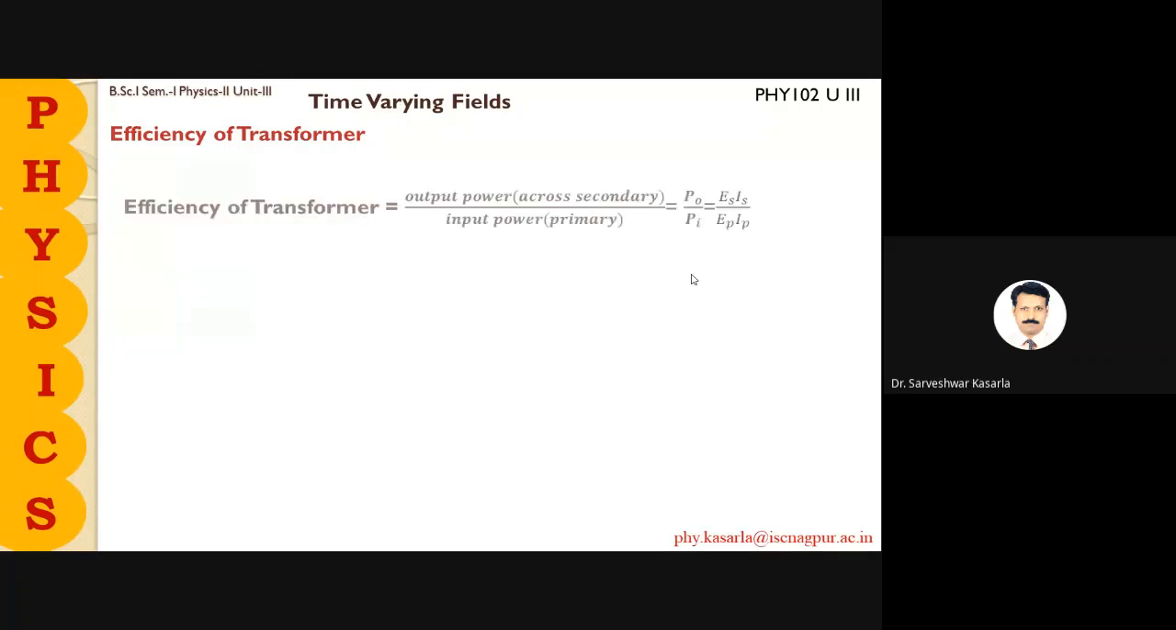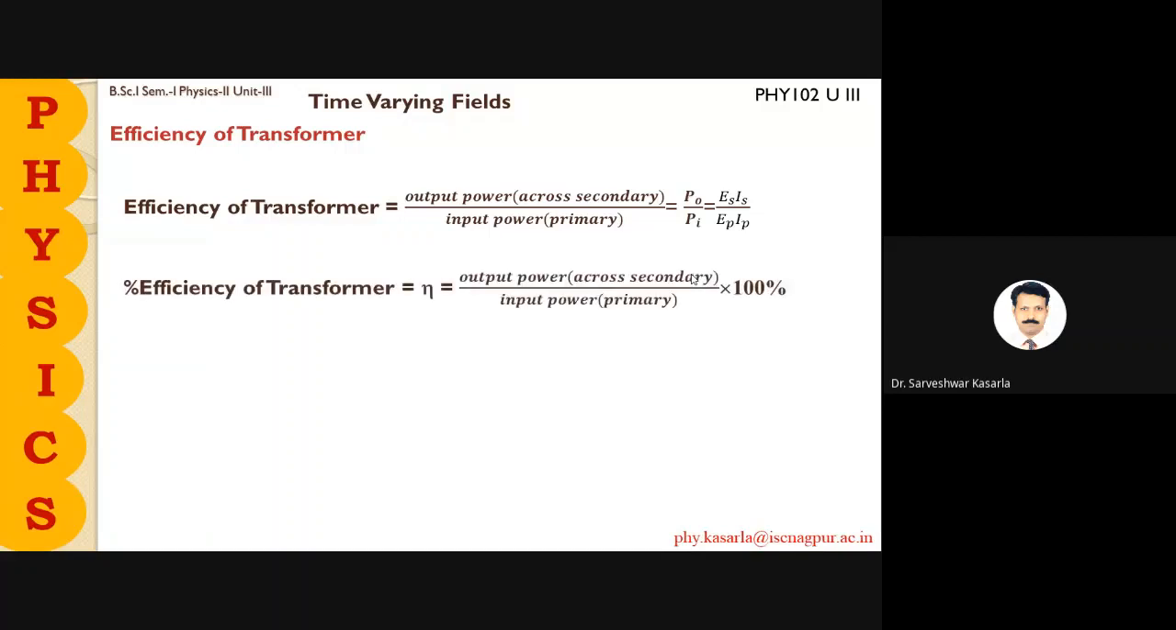Efficiency of transformer. Efficiency can be defined as the ratio of output power to the input power. So that is equal to Po upon Pi is equal to Es into Is upon Ep into Ip. Percentage efficiency is shown by eta is equal to output power upon input power into 100%. For the ideal case, efficiency is 100%.